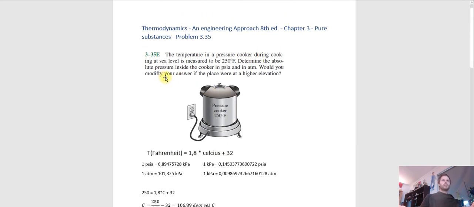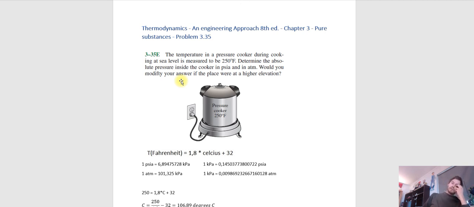Okay, but there is a question. Would you modify your answer if the place were at a higher elevation? Let me think. So you lift it up. You put this pressure cooker higher up. What will happen then? Will it be the same pressure because it is a pressure cooker? I think the pressure in the pressure cooker itself doesn't change. You have to put it on settings. You have to adjust the pressure in the pressure cooker for that to change.